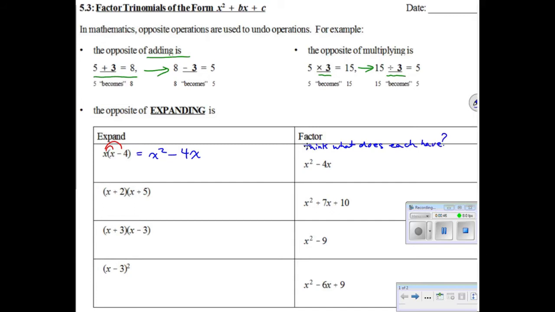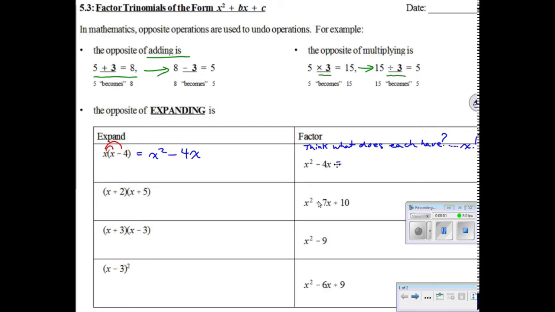So in this case, we have to think about what each of these terms has. I need to see what's inside of this x squared and this 4x. You'll notice that the x squared could be written as x times x, right? And then the minus 4x could be written as just 4 times x. Now, both of those have a single x. They share a single x, right?